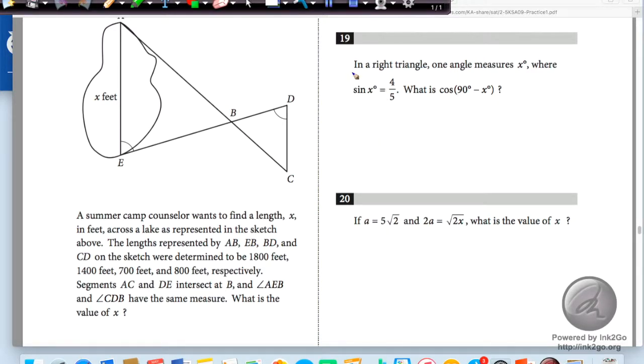Okay, problem 19 states, in a right triangle, one angle measures x, where sine of x equals 4 over 5. What is the cosine of 90 minus x?